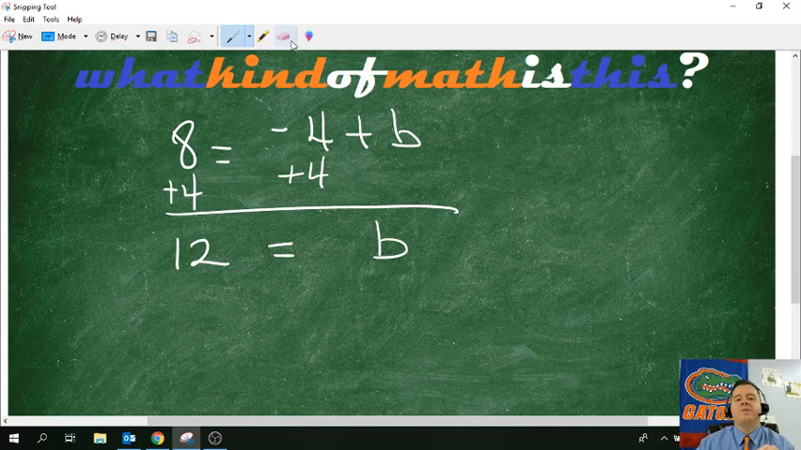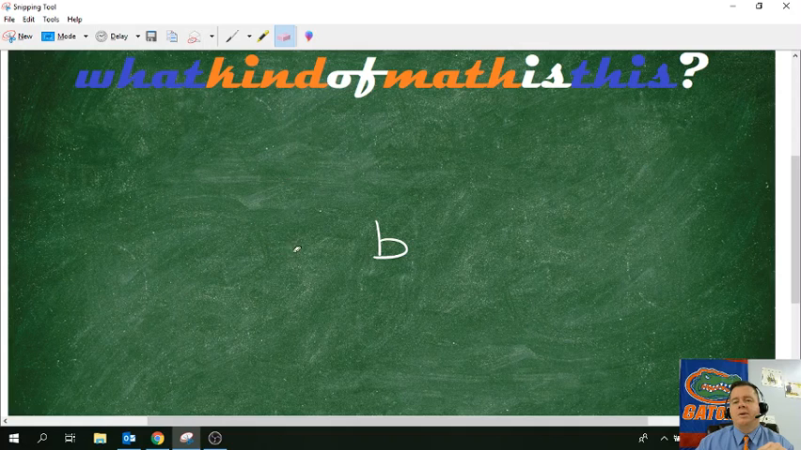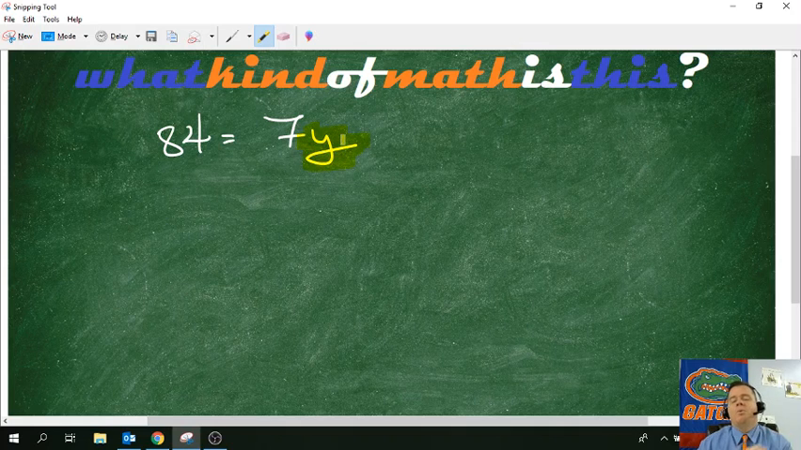All right, so there's the first one. Let me do another one for you. Just erase all this so I can have a clean chalkboard. All right. I've got 84 equals 7y. Again, we are trying to identify what does y equal. That whatever y equals multiplied by 7 is going to give us 84.